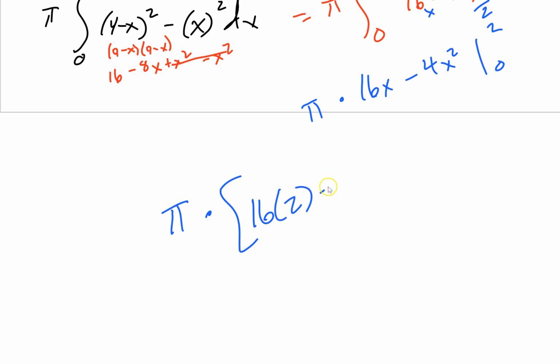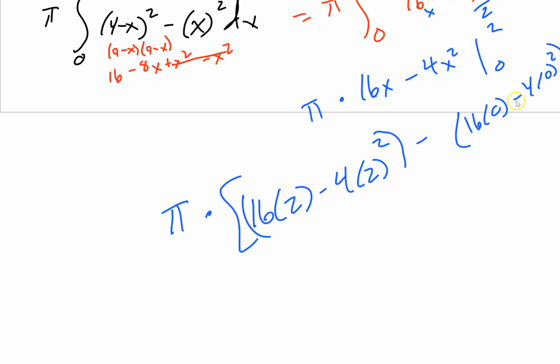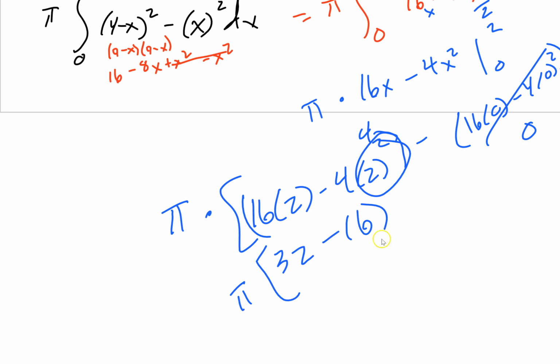16 times 2 minus 4 times 2 squared, minus plug 0 in for everything. In this case, that's going to be 0. So that's just gone. So I'm going to get 32 minus, do this first, 2 squared is 4, 4 times 4 is 16. So 16 pi.